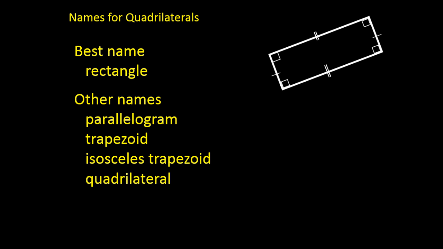We could also call it a trapezoid because a trapezoid has at least one pair of parallel sides. Or we could call it an isosceles trapezoid. And of course, since it has 4 sides, it could be called a quadrilateral. And all quadrilaterals belong to the family of polygons.